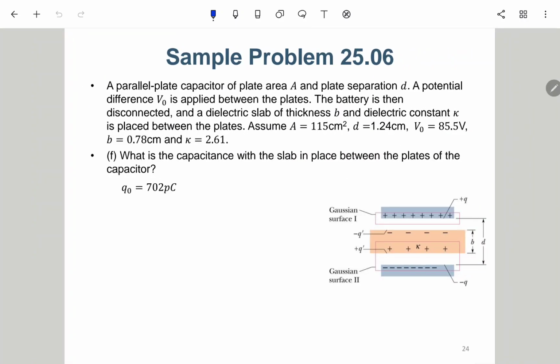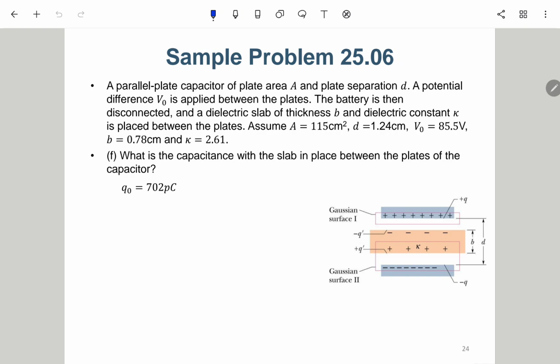Just as I said, this chapter and also the next chapter will make use of the knowledge we learned in the previous four chapters so that we can calculate something. So we will make use of Gauss's law and the potential difference in this chapter.